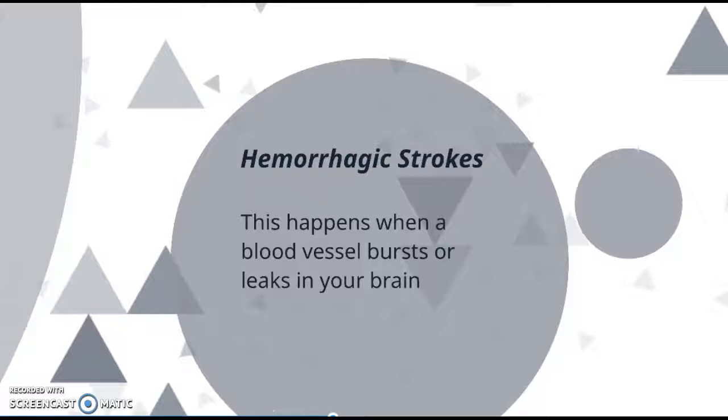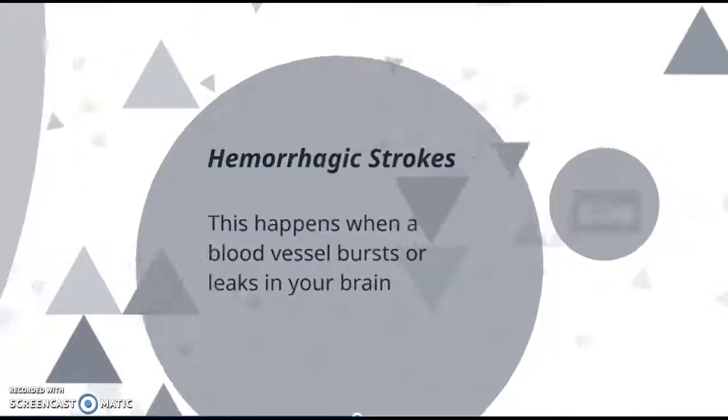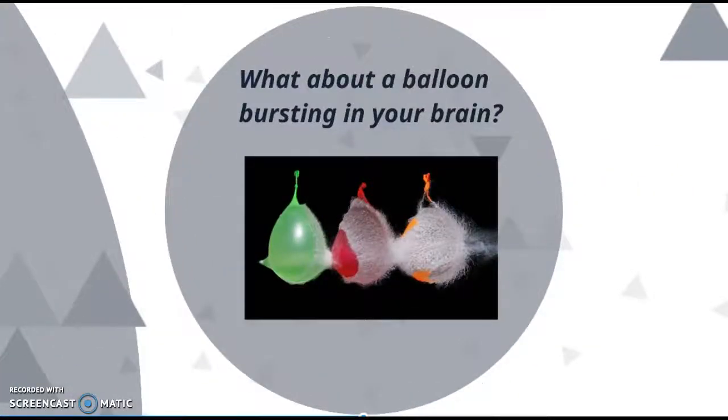A hemorrhagic stroke occurs when a blood vessel bursts or leaks in the brain. Imagine a balloon bursting like in this picture. This is similar to when a hemorrhagic stroke occurs because the blood vessels burst.